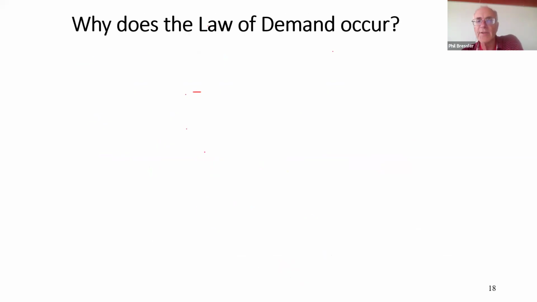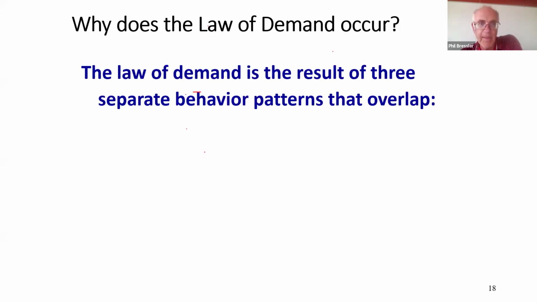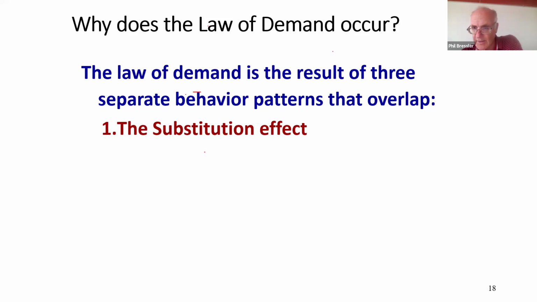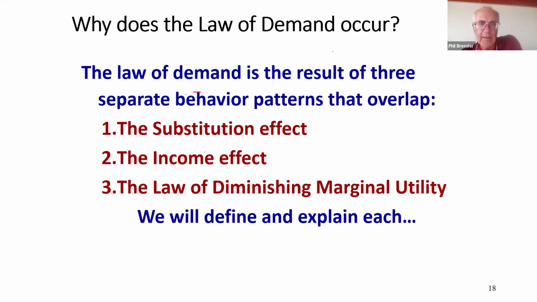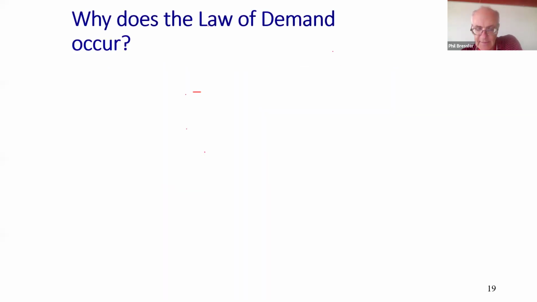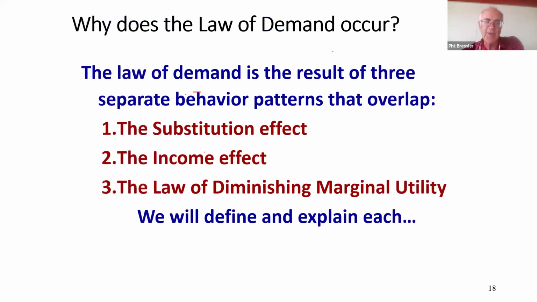Now, why does the law of demand occur? There are three basic reasons. Okay. One is the substitution effect. And I'm going to talk about all of these in a little more depth in a minute. Second is the income effect, which is tricky because it's not really about income. And the third is the law of diminishing marginal utility. All right. Now let's look at, and let me just leave that if people are trying to jot that down. I went through it pretty quickly.